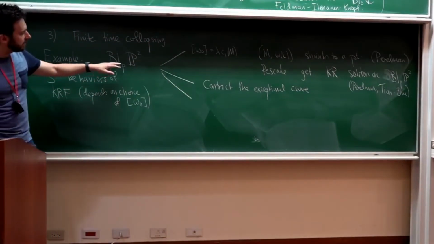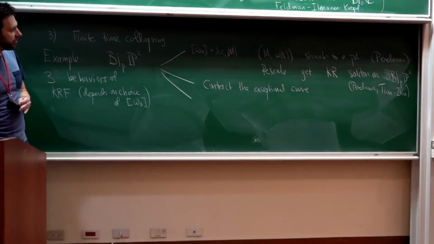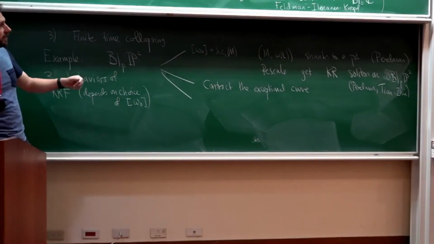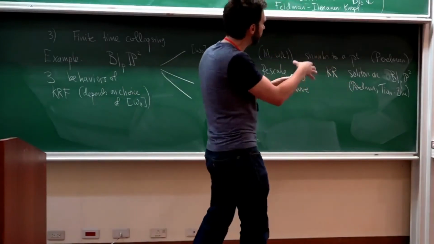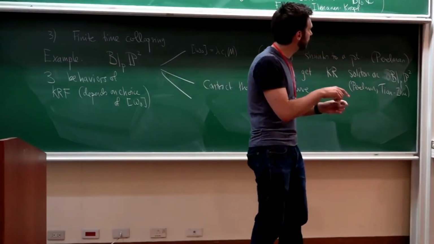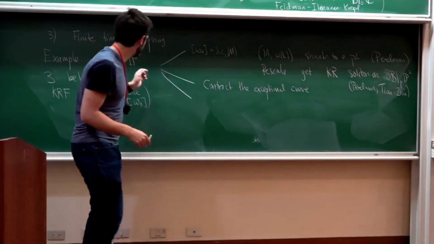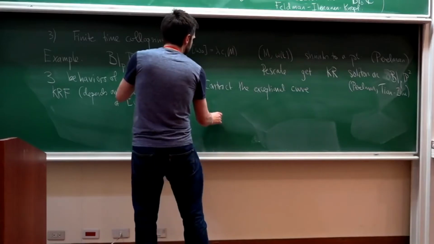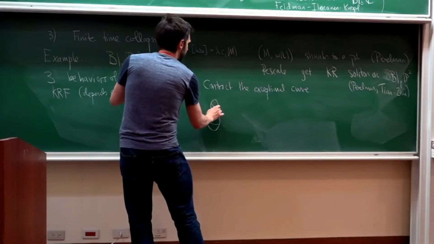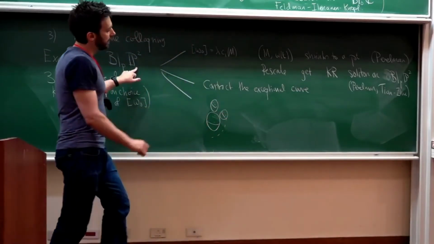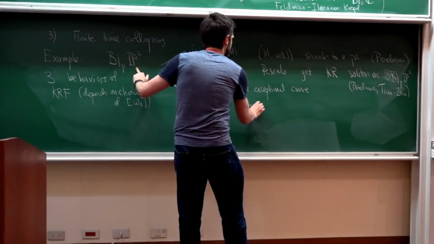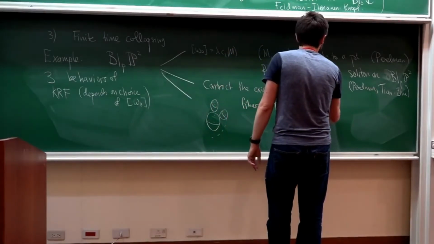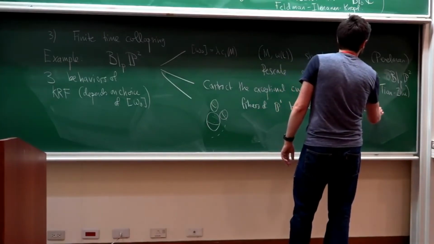But then there's a third possibility, because CP2 blown up at one point also has the structure of a bundle over P1. Just as in the case where you blow up C2 at the origin, you always have a map to P1. It's the same thing here. This is actually a ruled surface, and you can think of it as a P1 bundle over P1. What happens is that the fibers of the P1 bundle collapse as t goes to capital T.